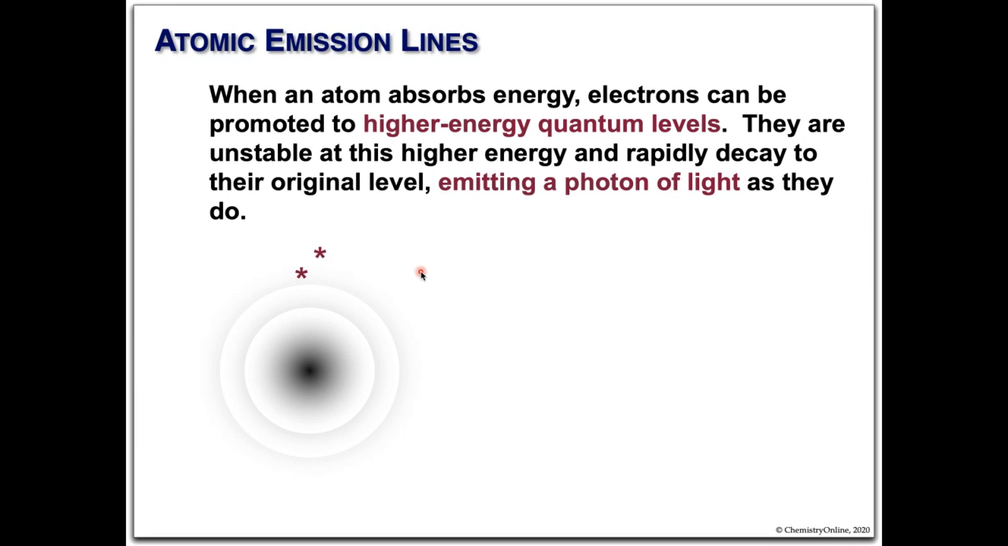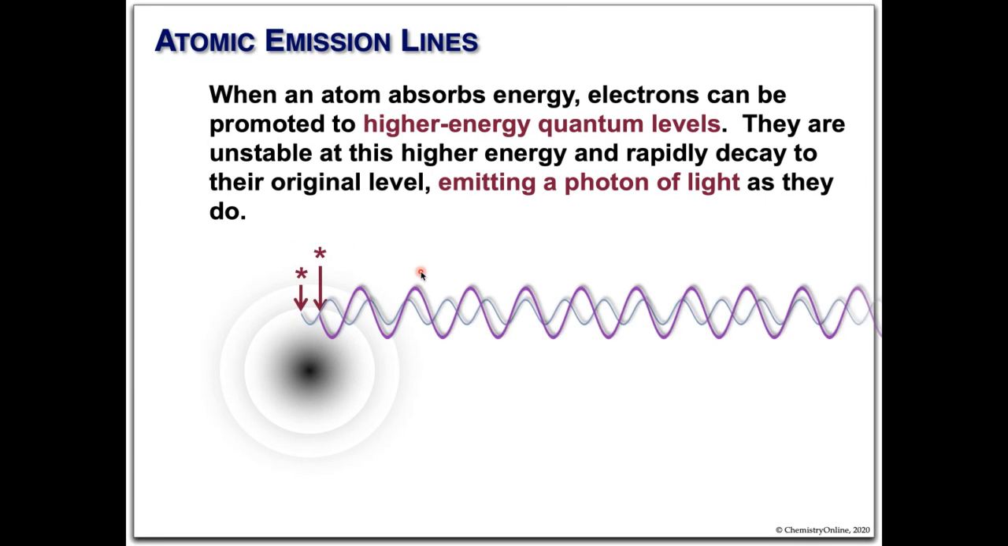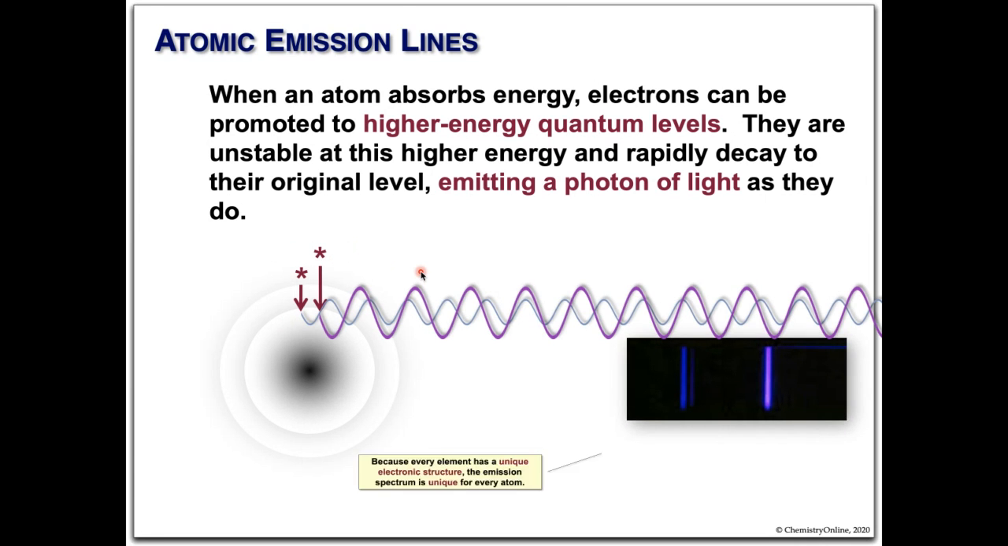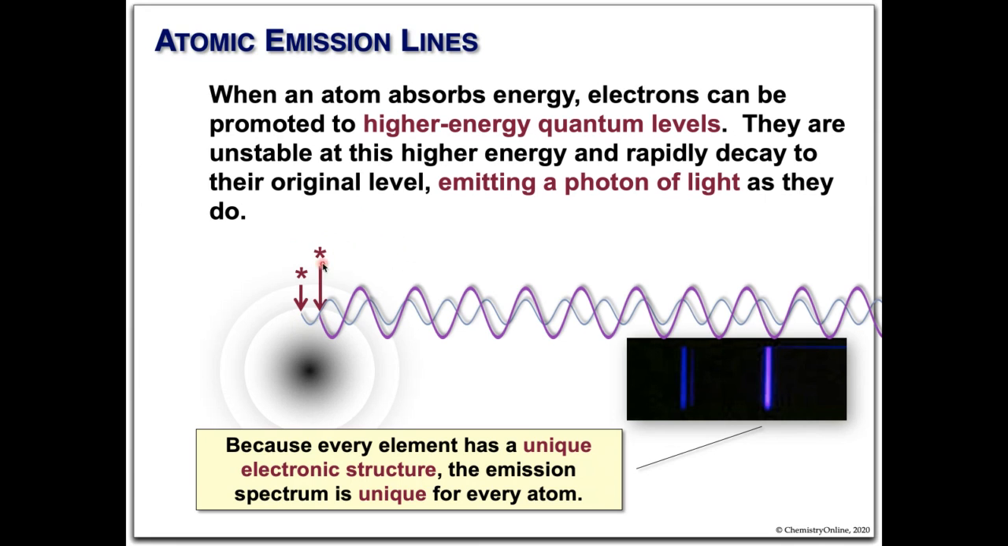Look around and say, where the heck am I? And so they want to go home. But they have this extra energy. So what do they do with it? As they go back home, they emit it as light. Because this is a discrete distance, this is a single wavelength of light. When we look at that light, we can see the distinct wavelengths using our apparatus.